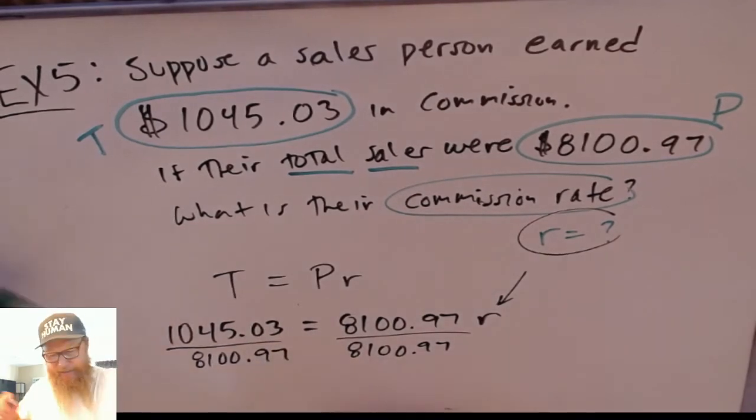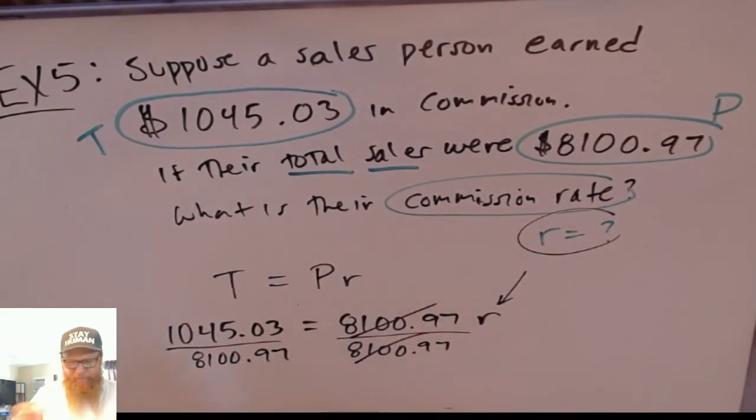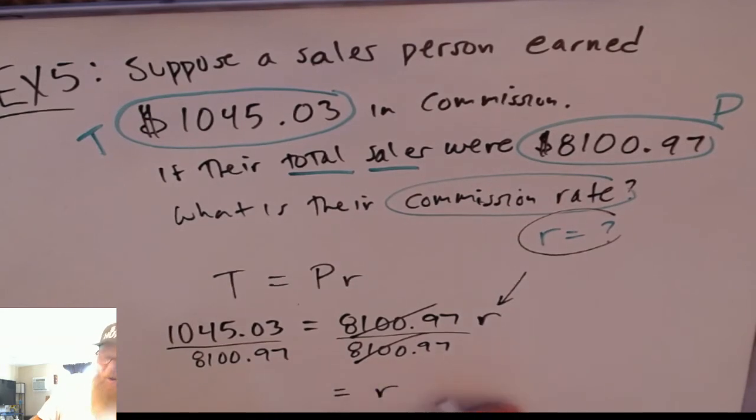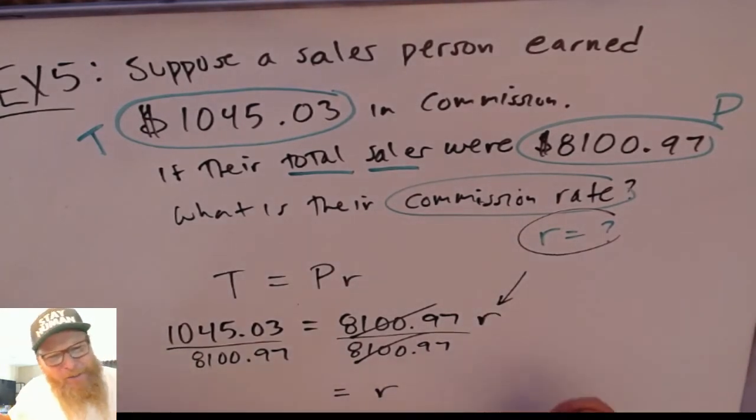8,197 cents. So you've got 1,045.03 cents divided by 8,197 cents. So you get R. I've been solving a lot of my equations backwards today, huh?